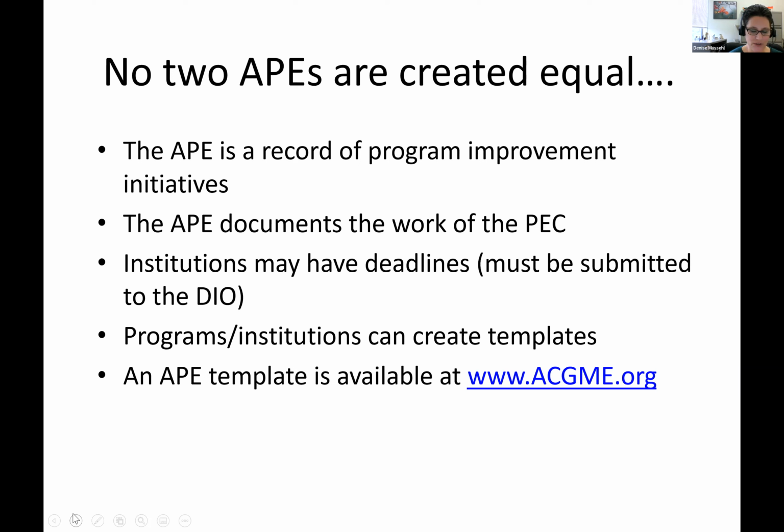Our institution's GME Program Review Committee, which I'm a member of, creates the APE template for all of our programs to use, which is a more detailed version of the ACGME template, which is available on their website. So if you take a look at their website and are just wondering what an APE template looks like, you'll be able to find it just by searching for APE. I then generally complete the entire APE myself and then sit down with my PD to review it before we submit it to the DIO.